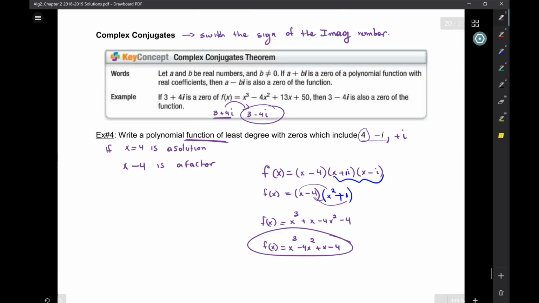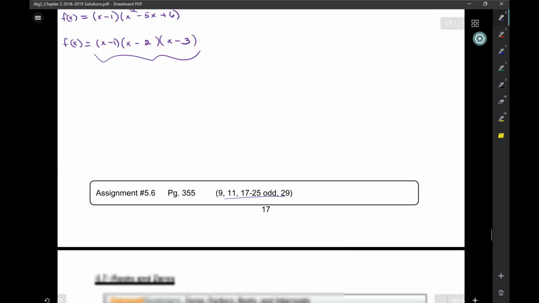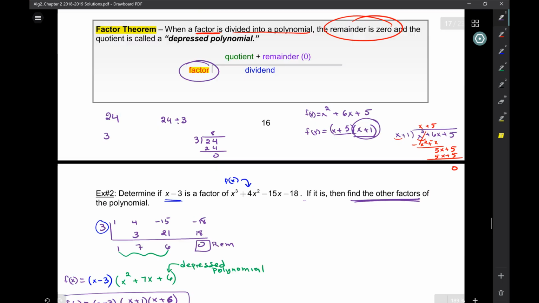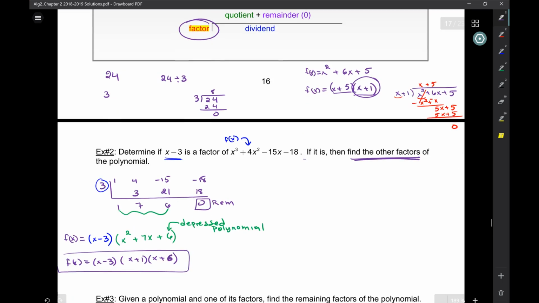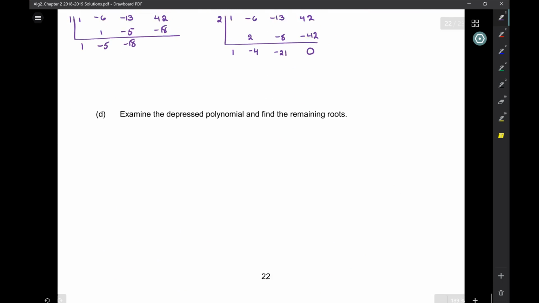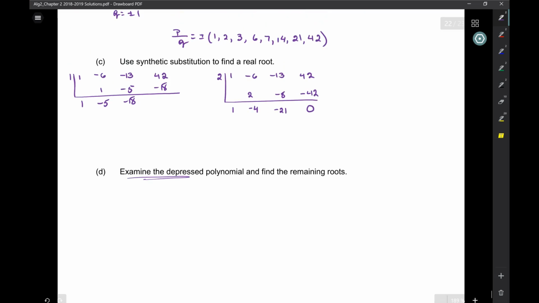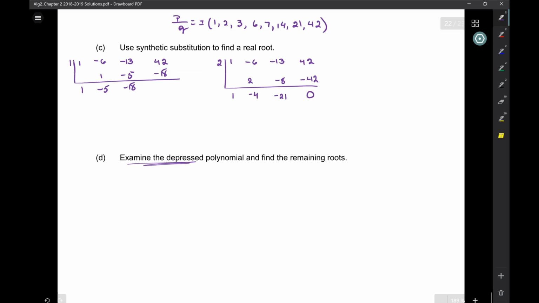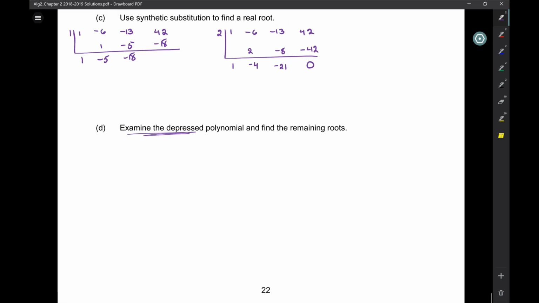Once you find one, you can use what we did in section 5.6 here and find the other roots. We do the depressed polynomial and so on. So let's do that. Now it says, examine the depressed polynomial and find the remaining roots. I'm not going to walk you through it like this every time. It'll just be one big step. So from here, I get x minus 2, and the depressed polynomial is x squared minus 4x minus 21 equal to 0.